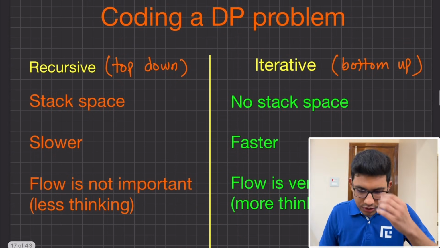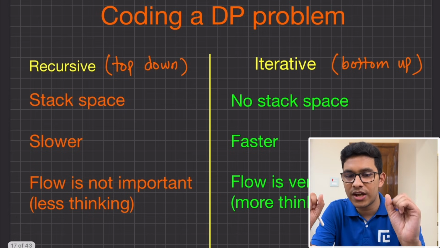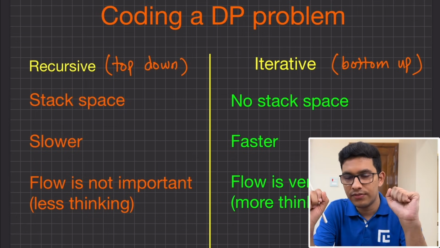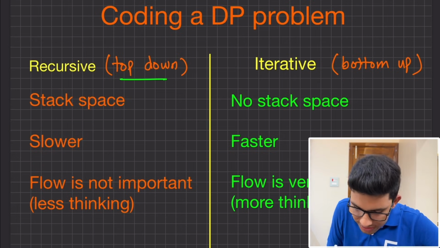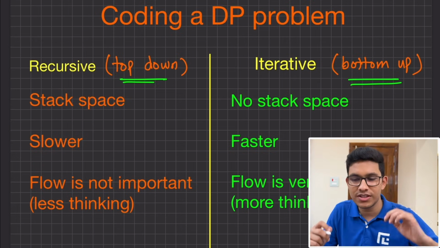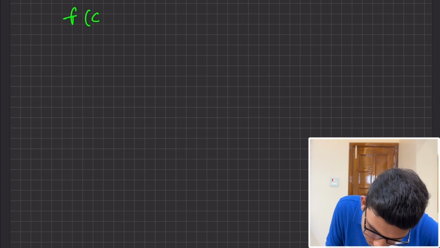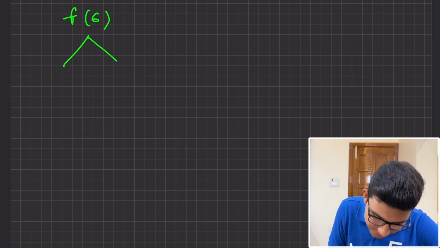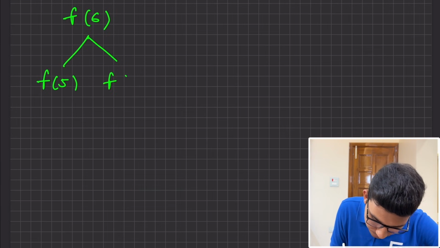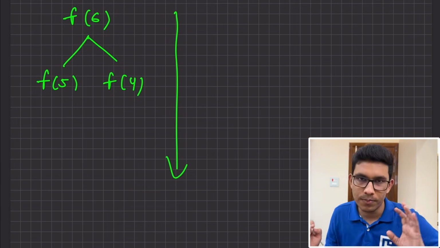Cool. Now, you must have also seen that when I showed you the code for this Fibonacci problem, I showed you two codes. One was recursive and one was iterative. So this recursive code is also known as top down, while the iterative code is also known as bottom up. Let's see why this is the case. When you're trying to find out Fibonacci of 6, you start from here. You say that in order to find out Fibonacci of 6, I need Fibonacci of 5 and Fibonacci of 4. So you're going from top to down, right? This is known as top down approach.